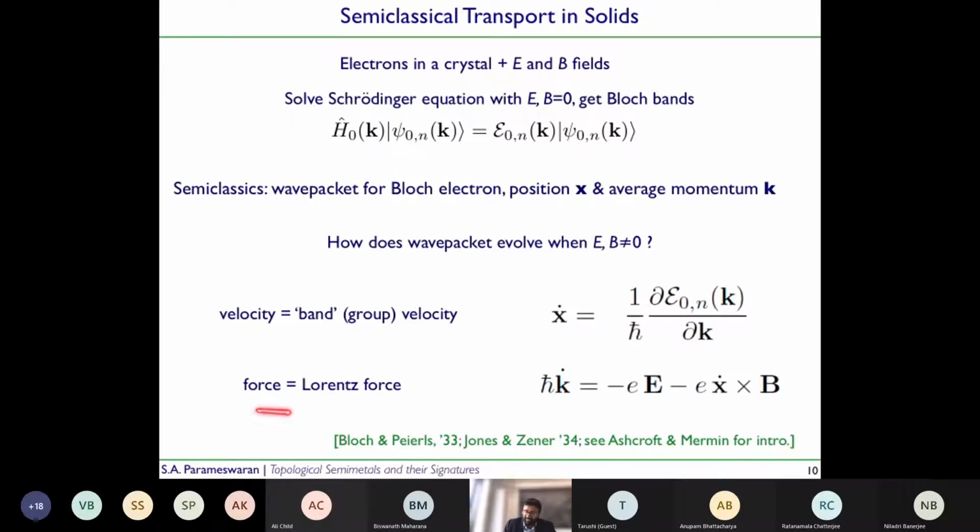The second piece is that the force experienced by the electron, so the rate of change of the wave packet's momentum, is just given by the Lorentz force. And this is where the external electric and magnetic fields go in. So you have a Lorentz deflection and you have electric field force. And if you incorporate these details, you can get remarkably successful. You can explain the properties of solids with great success.